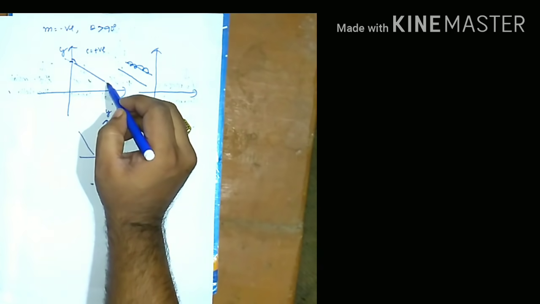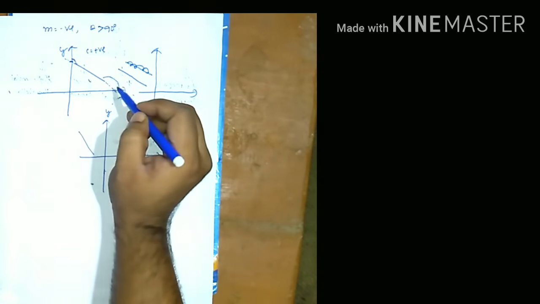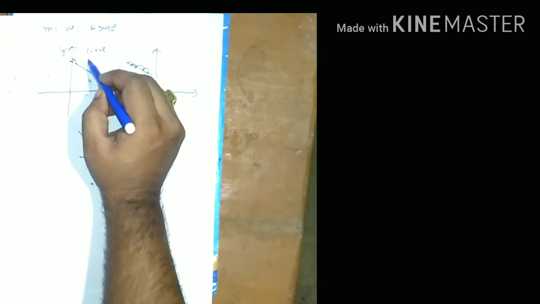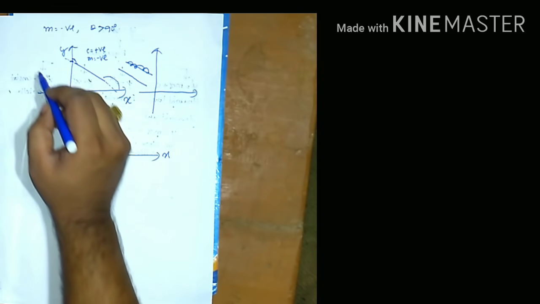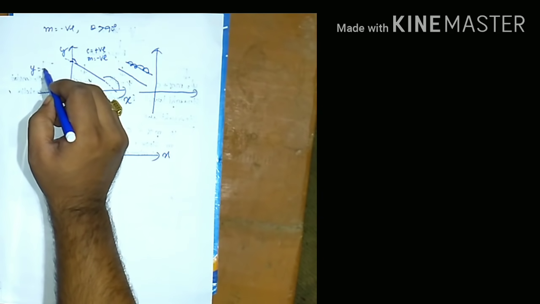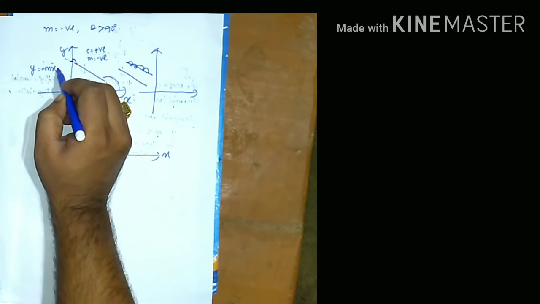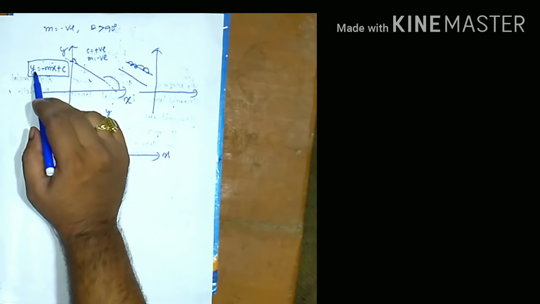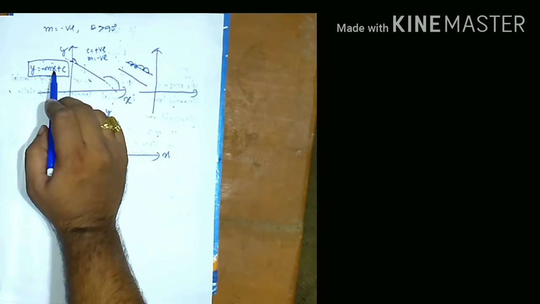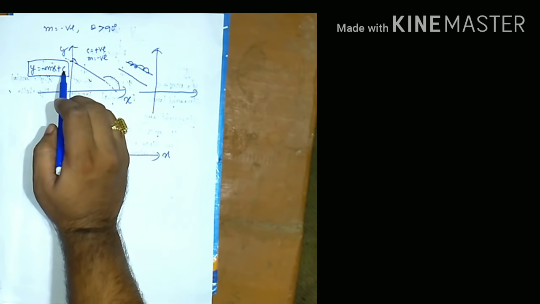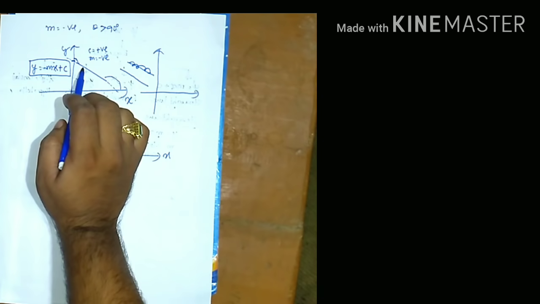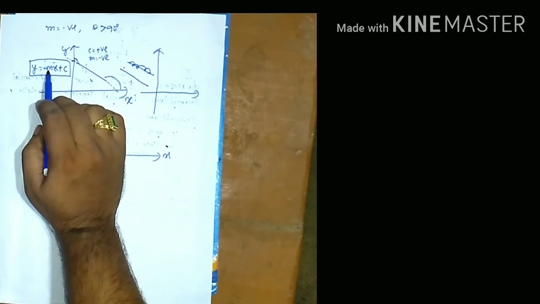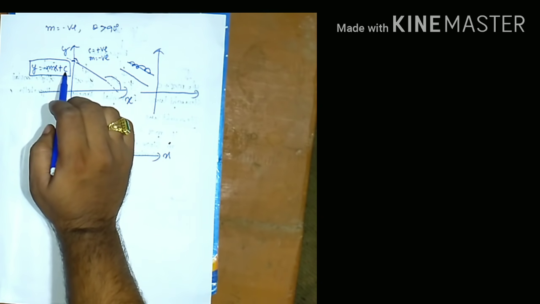And what about the theta? Here theta is greater than 90 degree, so m is negative. So for this graph the equation becomes y is equal to minus mx plus c. So when you find y is equal to minus mx plus c, you will say it is a straight line with negative slope and positive y-intercept.